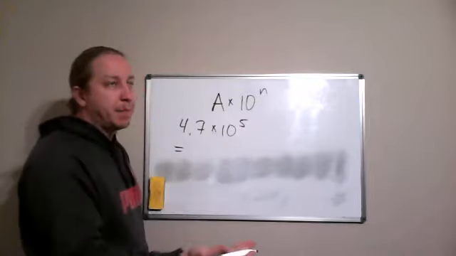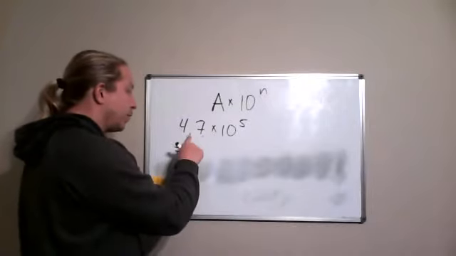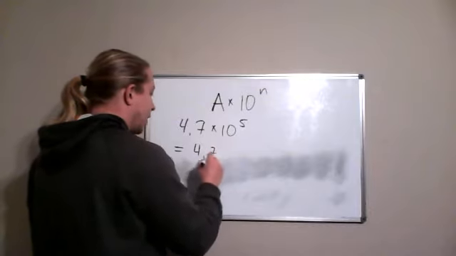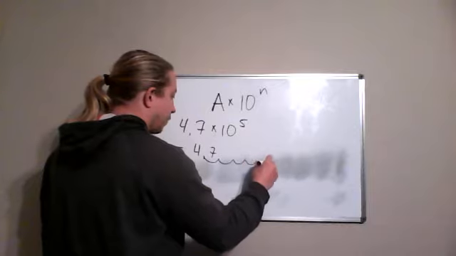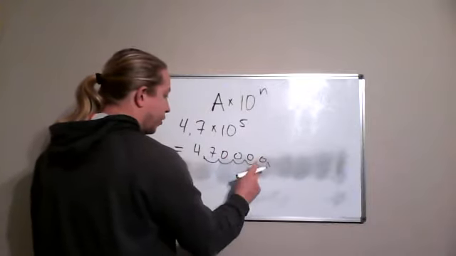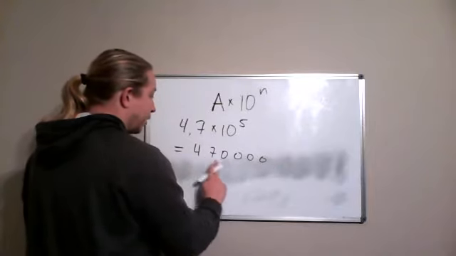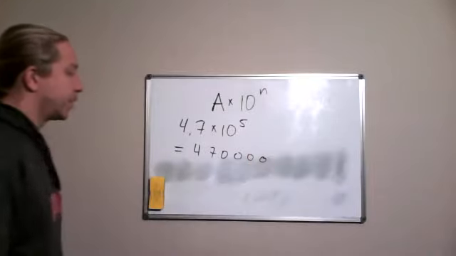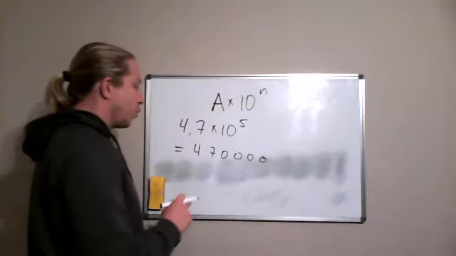That's by multiplying by 10 with 5 zeros, which means that we're going to move this comma 5 places to the right. So we have 4.7, we move it 5 places, 1, 2, 3, 4, 5. Comma goes there. Okay, that's 0, 0, 0, 0. And we can erase the line here. So we get 470,000.